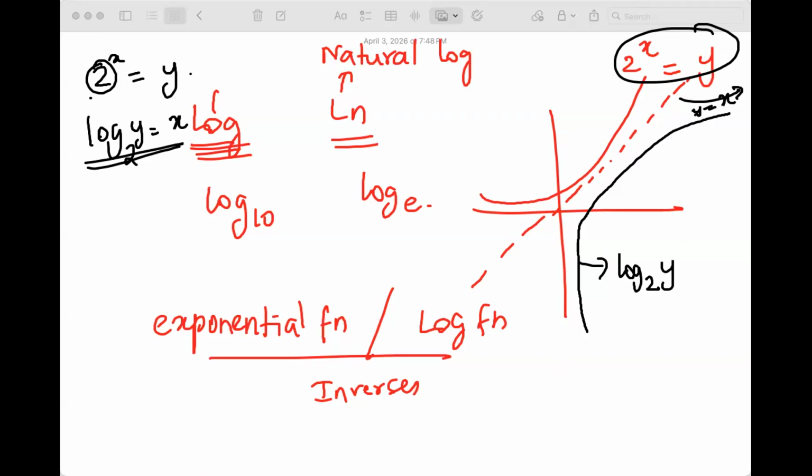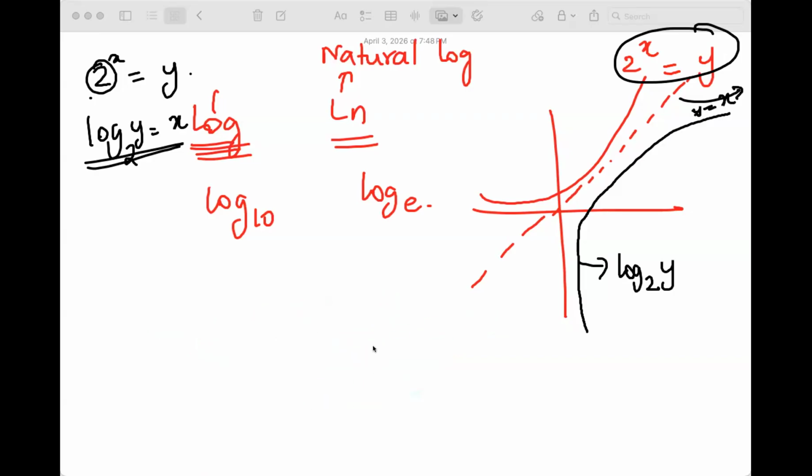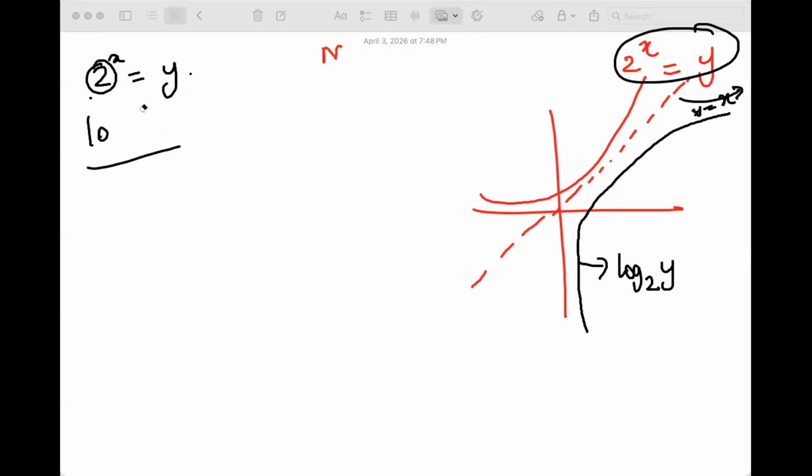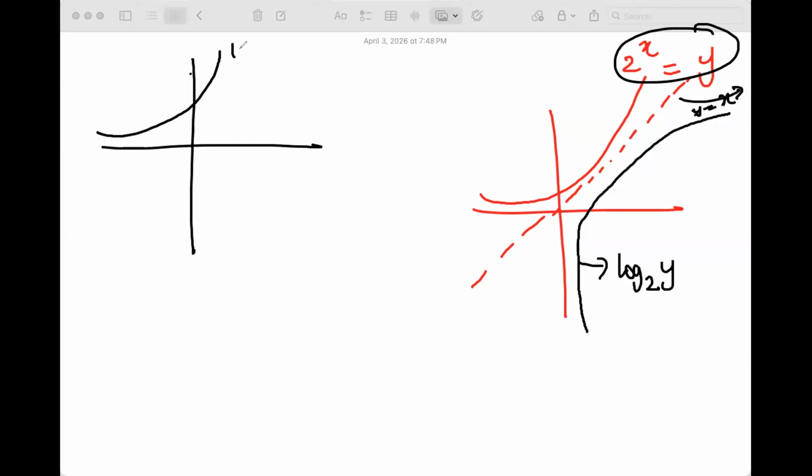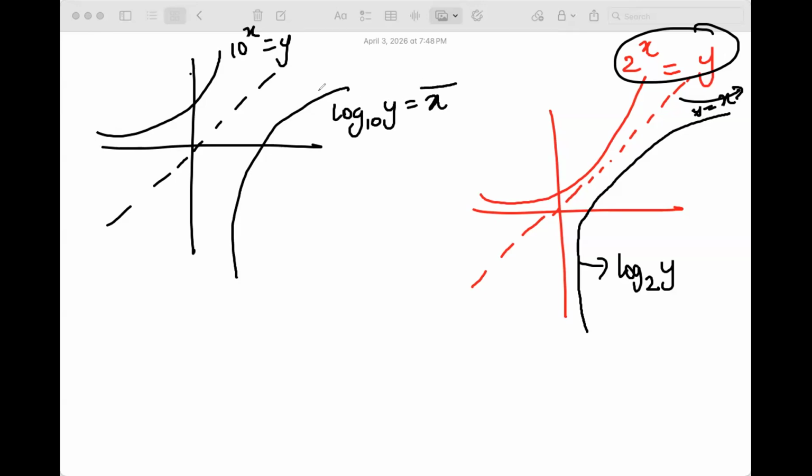Similarly, let me go ahead and erase this. I wanted to tell you the difference between log base 10 and log base e. Suppose I have the function 10 power of x. When I draw the inverse function of this, it's going to be log y base 10 equal to x. So when you just write log, it implicitly means that we have a base of 10.